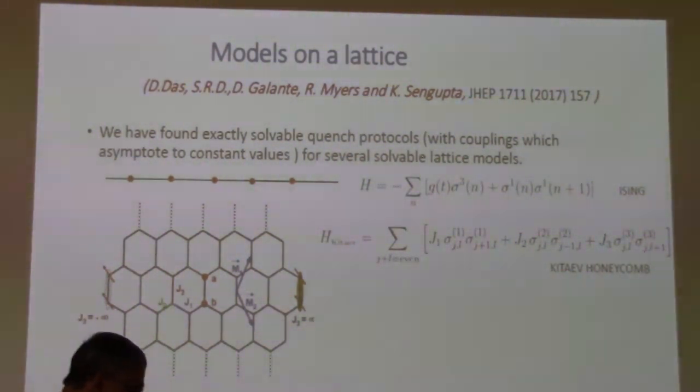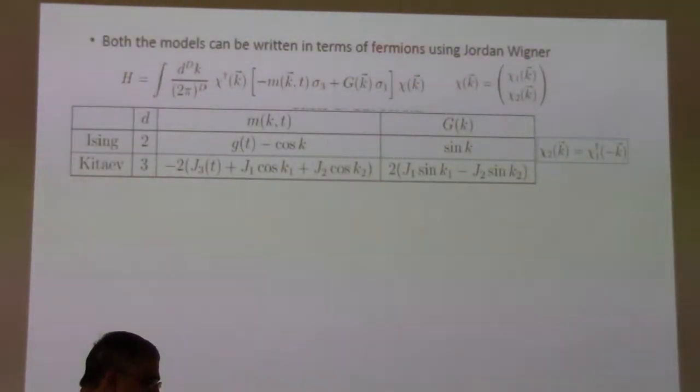The reason why you can solve this model exactly in equilibrium is that you can invent a Jordan-Wigner transformation which brings you to a single Majorana fermion or a pair of Majorana fermions, which have a Hamiltonian in our time-dependent context of the following form. So sigma 1 and sigma 3 are the standard Pauli matrices.